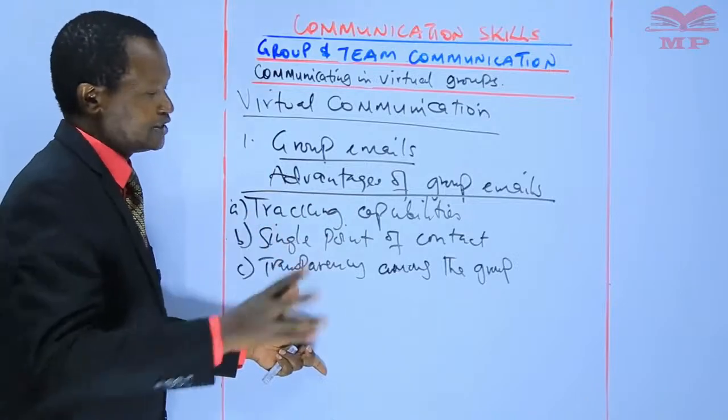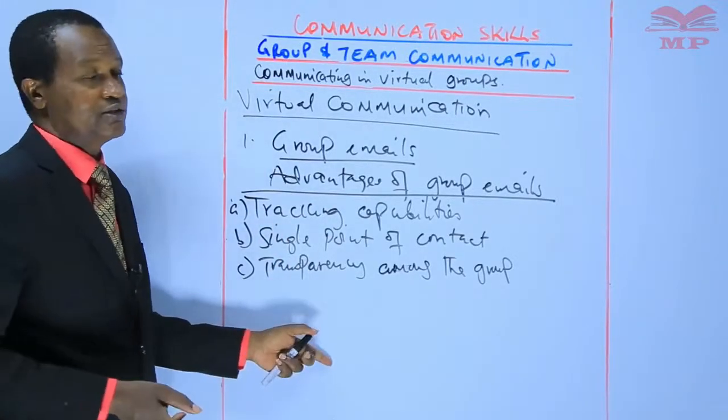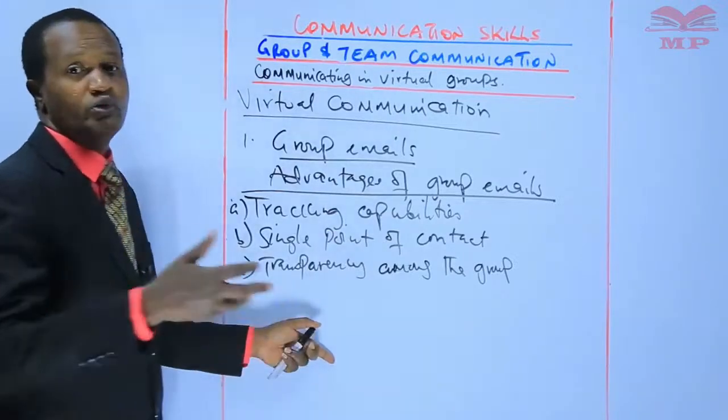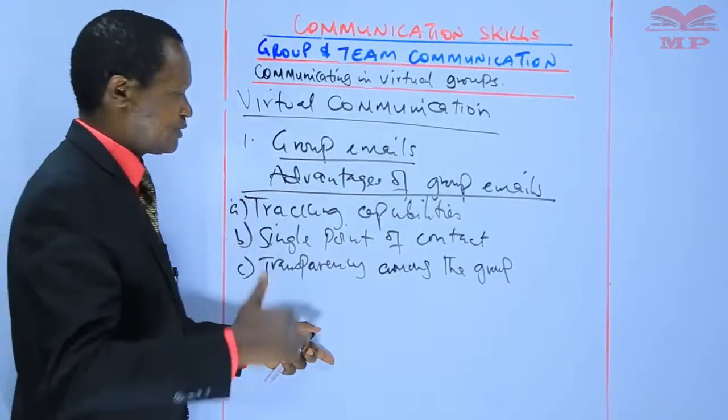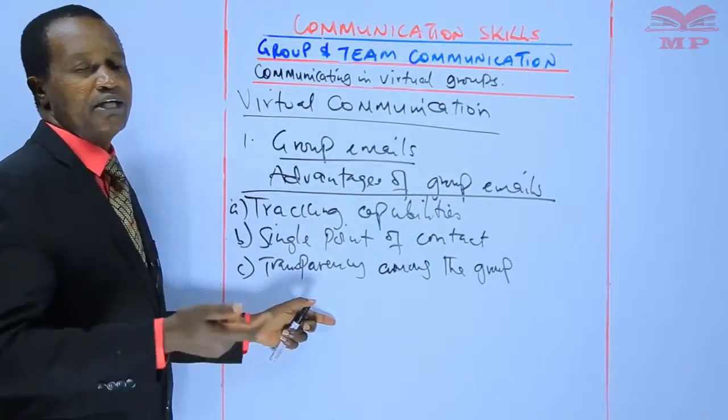So there is transparency, so that again no one says that I received a different email, I received a wrong email, the information was all the same. There is always transparency because all members receive the same message at the same time.